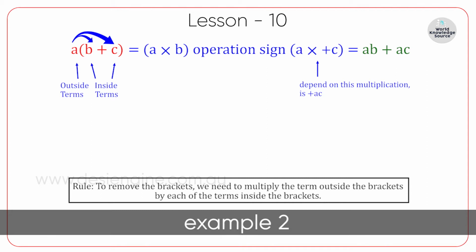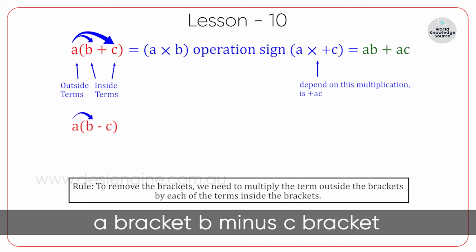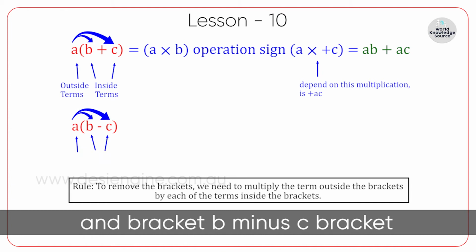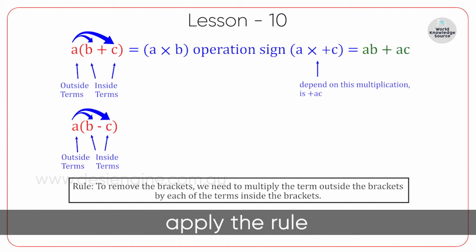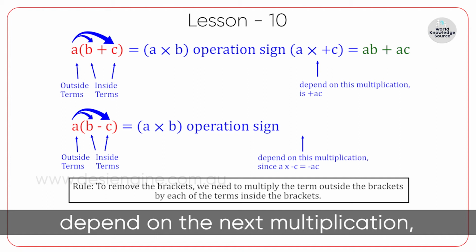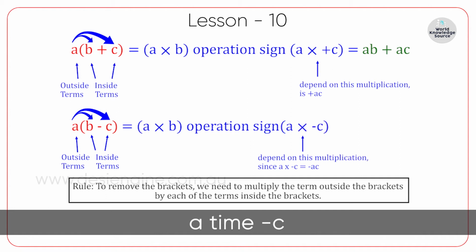Example 2. a(b - c). Note that a is the outside term, and (b - c) is the inside terms. Apply the rule. We will have a times b. The operation sign here depends on the next multiplication. a times negative c is negative ac. Therefore, the expansion will be ab - ac.